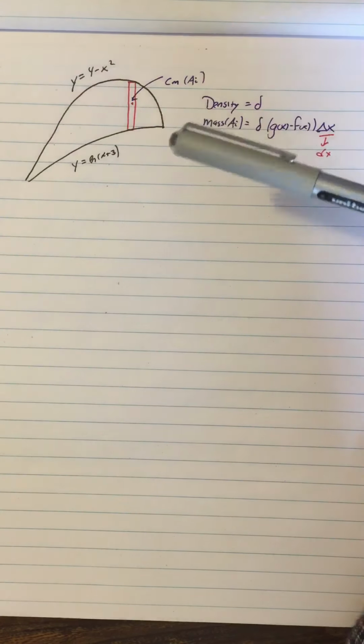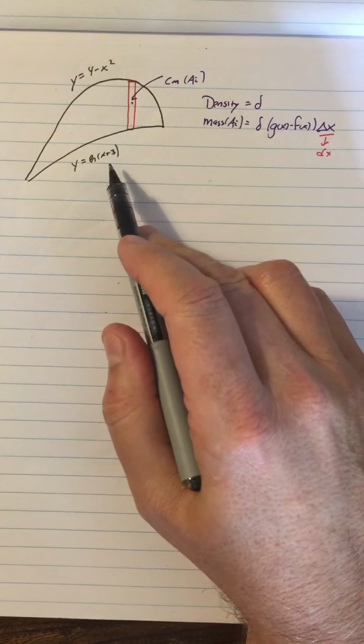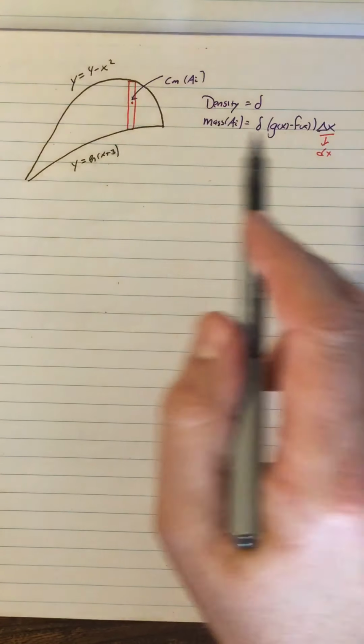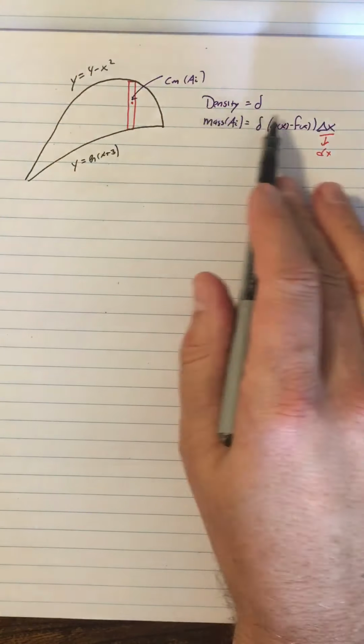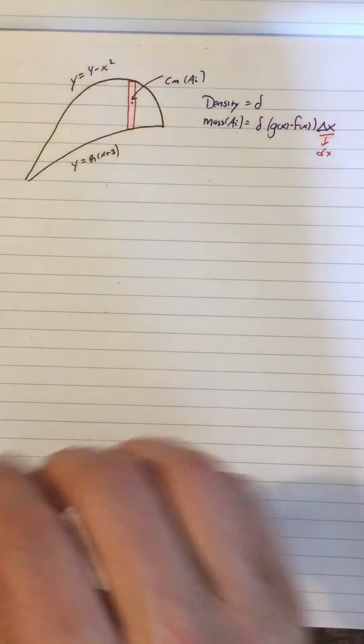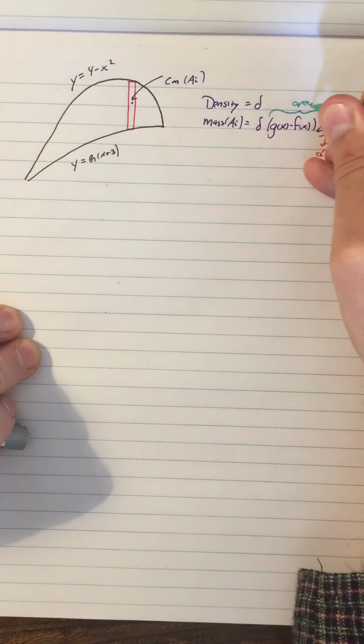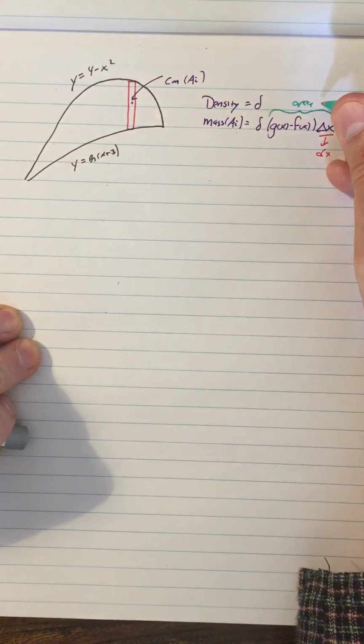So we're still dealing with this shape with 4 minus x squared and ln of x plus 3. We're still looking at rectangles like this. We still have a density delta, and the mass of each rectangle is still delta times g of x minus f of x times delta x, because this expression refers to the area of the ith rectangle.